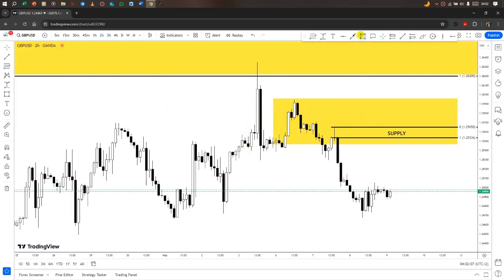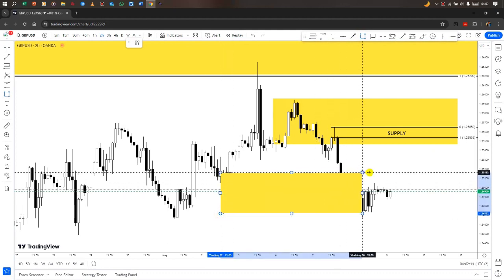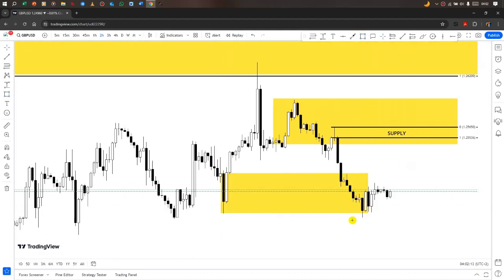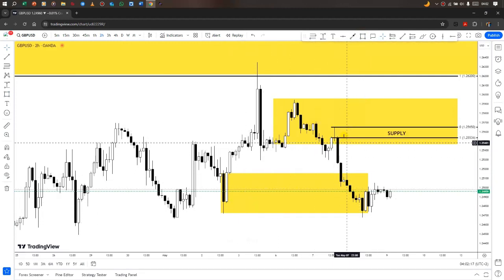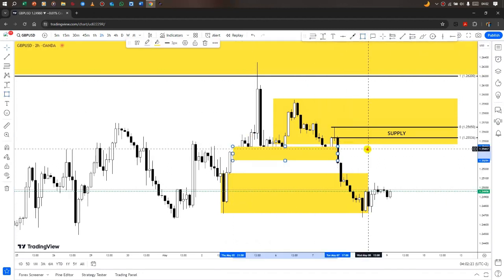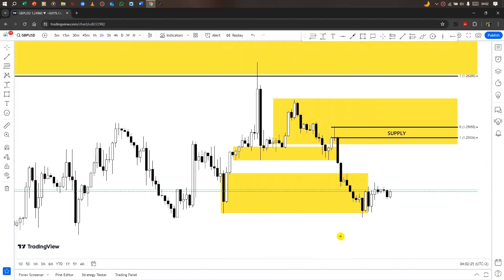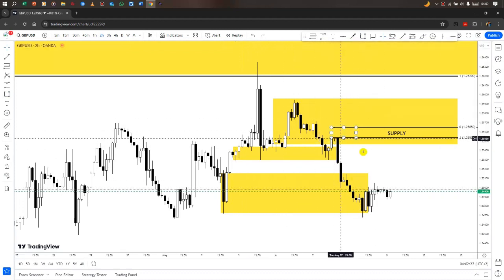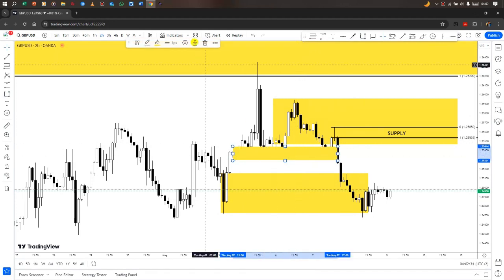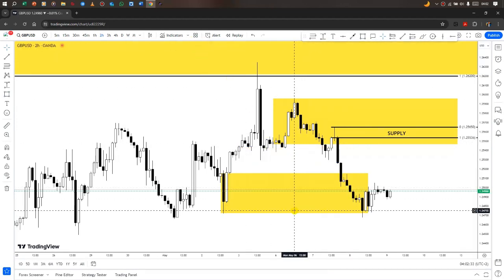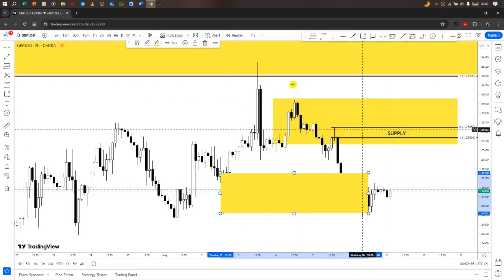Then we can also see that the price just engulfed this significant demand here. The reason why price engulfed this significant demand is because of this fresh supply zone here within our daily supply zone. Then we can also see that it also engulfed this significant demand here. Okay, as you can see, it's a very strong supply zone. There are so many reasons that you can pick out here to say why this is a supply zone.